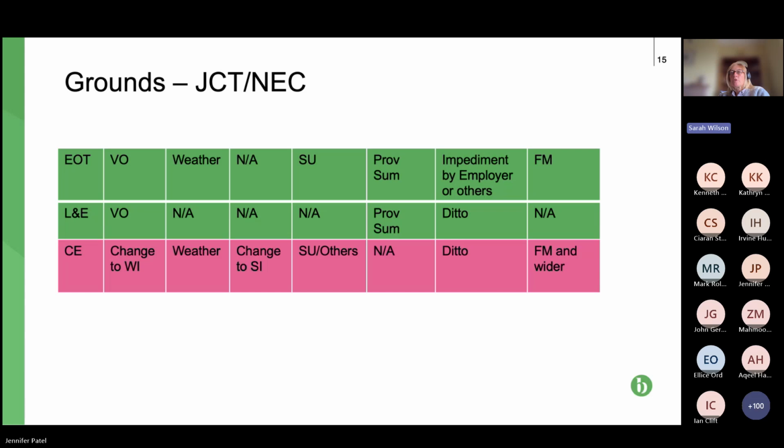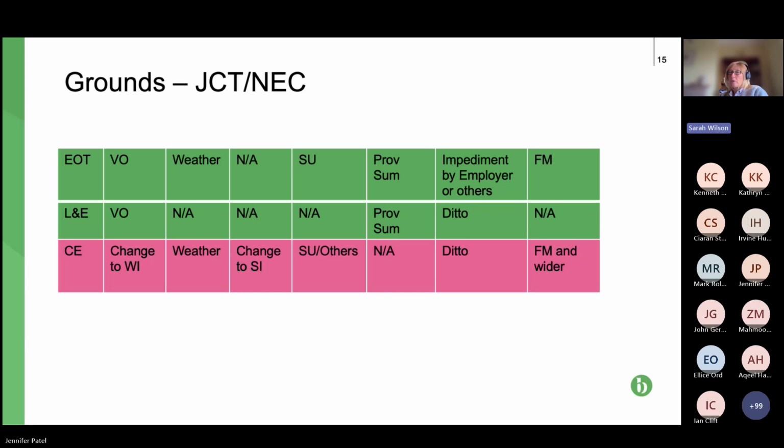The next one is statutory undertakers causing a delay. With JCT, you get an extension of time, but not the loss and expense. So that's that compromise, that third party causing the delay. Provisional sums, we don't have them in NEC, so that's why that's not applicable. But you get an extension of time and loss and expense where there's any delay caused by a provisional sum in JCT. Next one along, impediment by the employer or others.